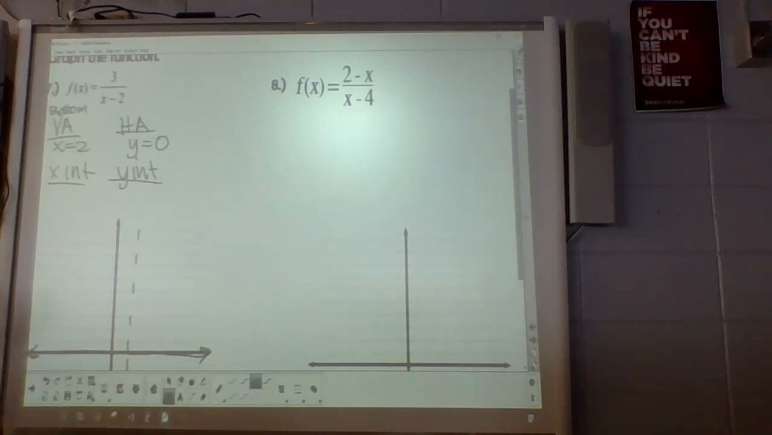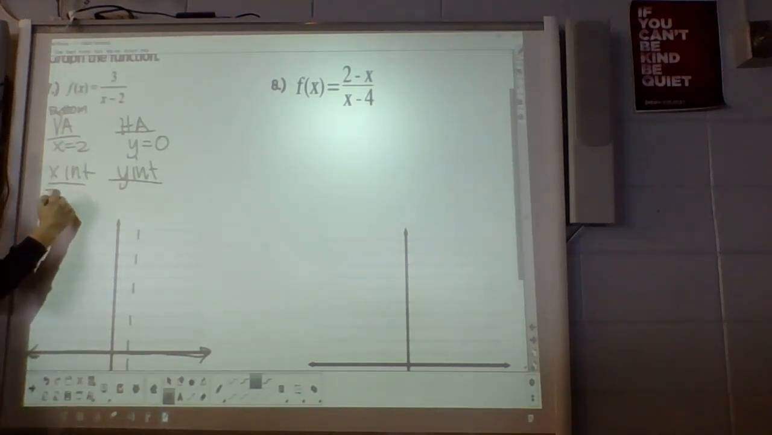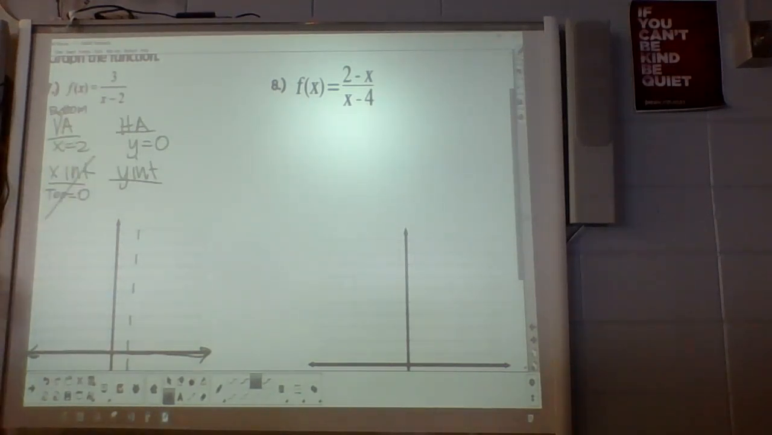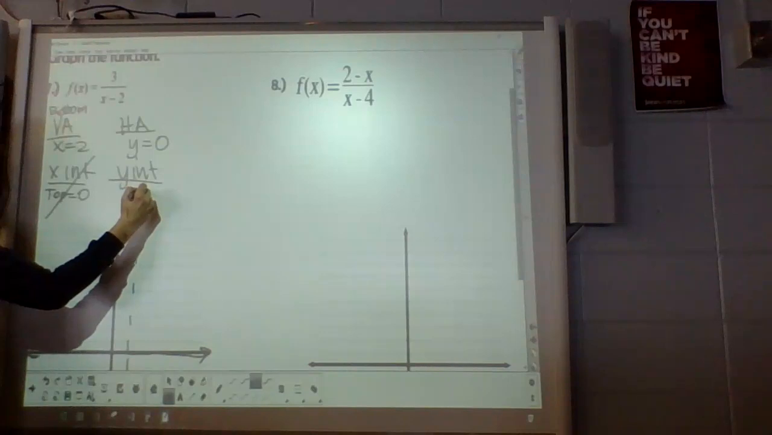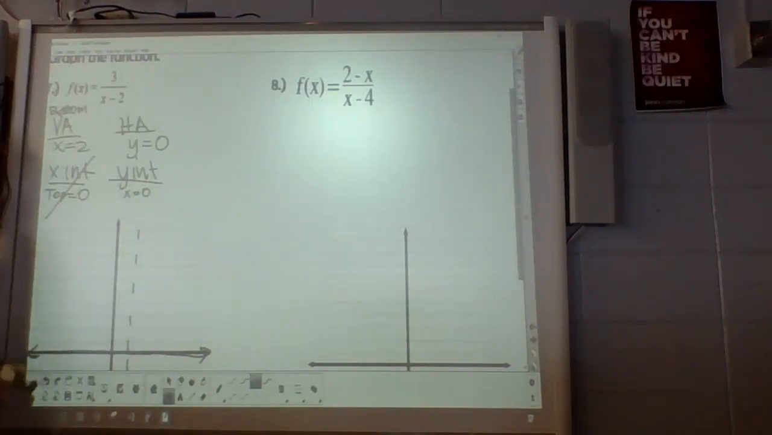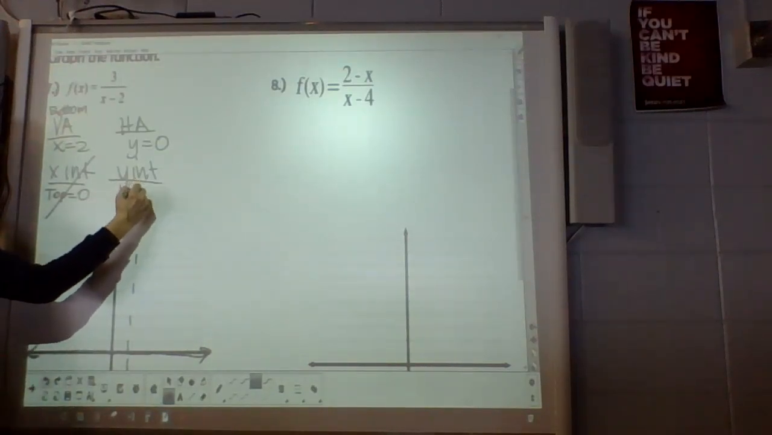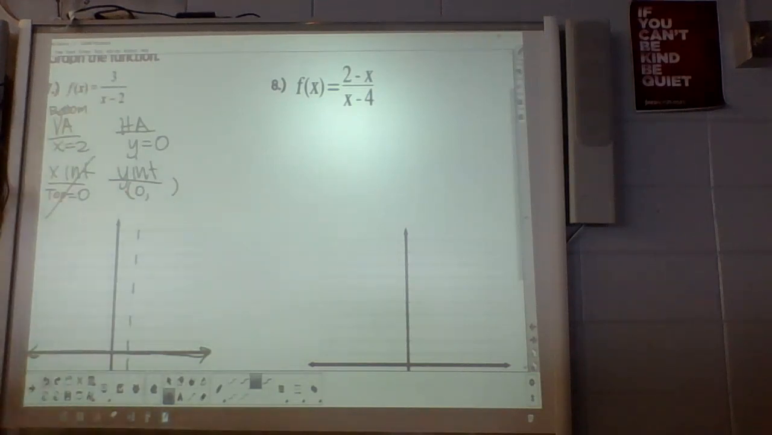So the vertical asymptote, remember, is where the bottom equals 0. So x minus 2 equals 0. So x equals 2 is going to be my vertical asymptote. So that's here.